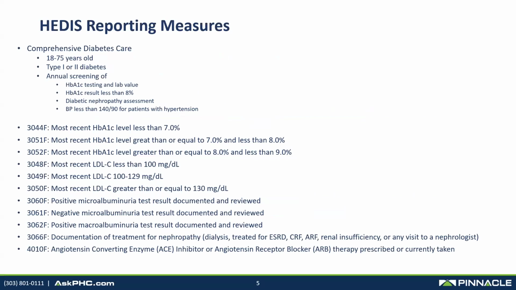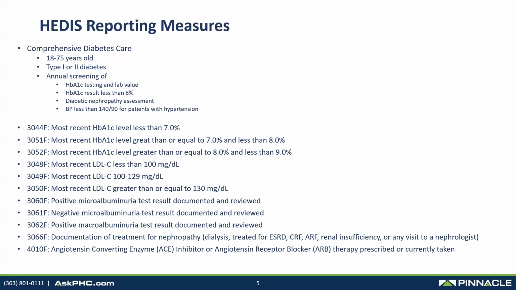We also have comprehensive diabetes care. And you notice that this is huge. This is one of the largest care management measures for HEDIS reporting that we have. It's patients 18 to 75. They have type 1 and/or type 2 diabetes.